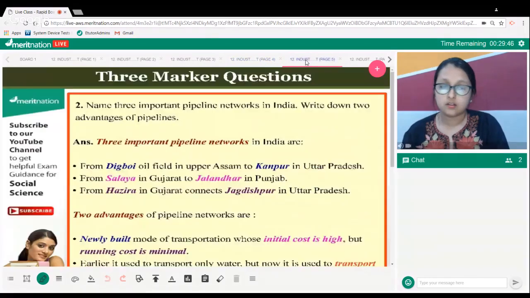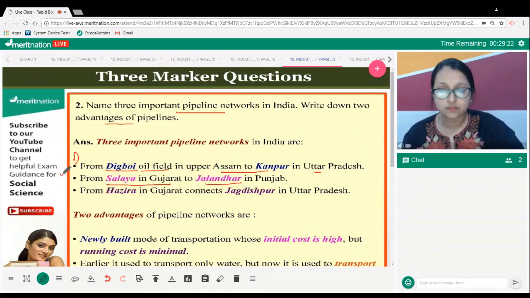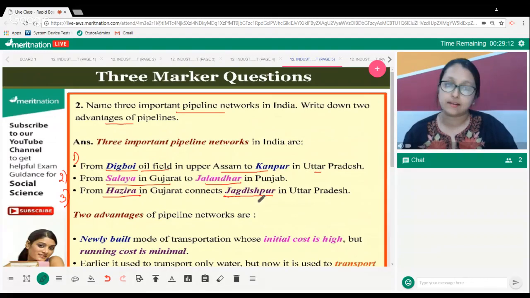Okay, let's move forward. Now, name the 3 important pipeline networks in India, and you have to write down 2 advantages. The 3 important pipeline networks are from Digboi oil field in Upper Assam to Kanpur in Uttar Pradesh, which is the first one. Then from Salaya in Gujarat to Jalandhar in Punjab, which is the second one, and the third one from Hazira in Gujarat connects Jagdishpur in Uttar Pradesh. So these are three important pipeline networks.